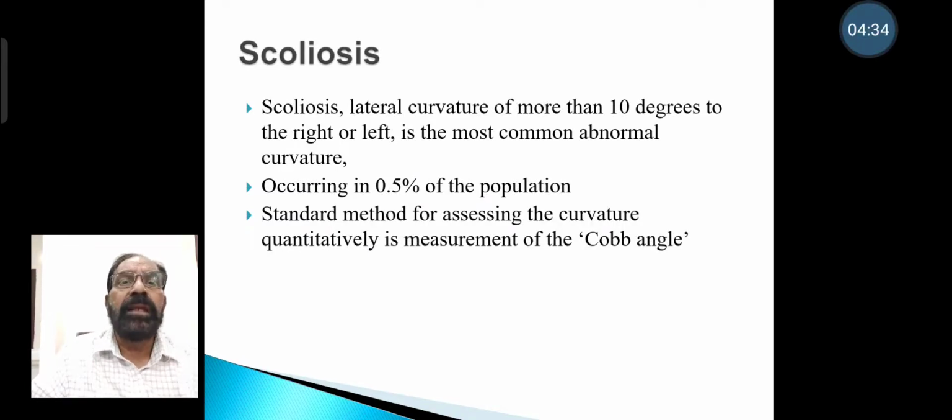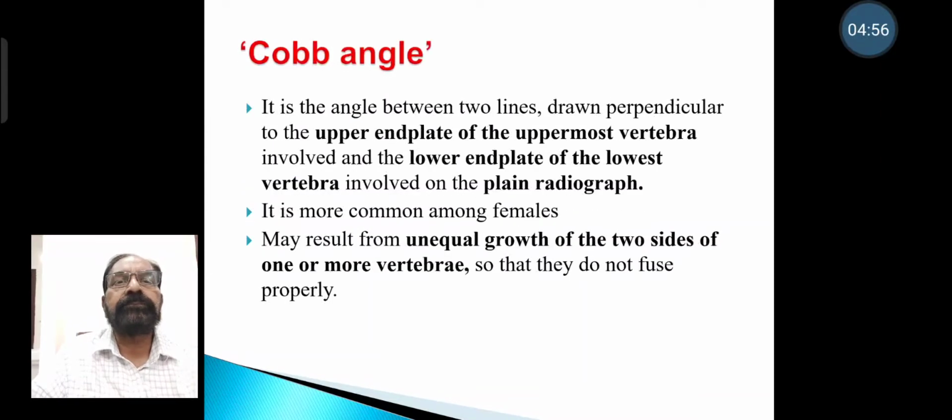Scoliosis. Scoliosis is lateral curvature of more than 10 degrees to the right or left, is the most common abnormal curvature, occurring in 0.5% of the population. The standard method of assessing the curvature quantitatively is measurement of the angle that is called Cobb's angle.